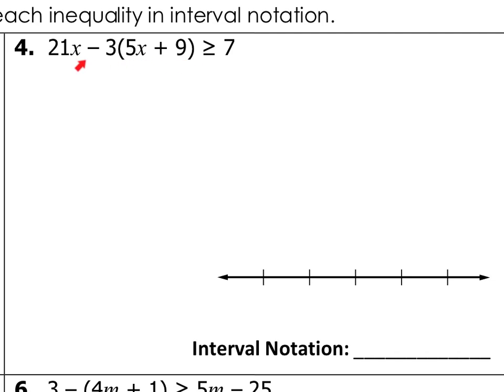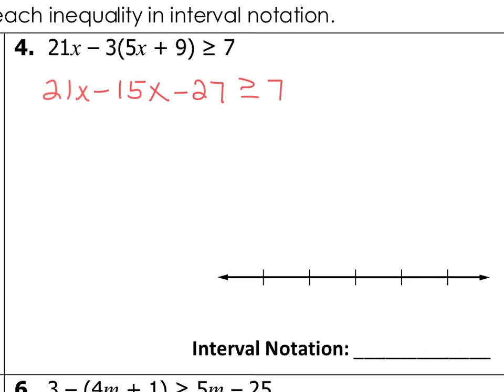We're going to first simplify this side. The first thing that we would simplify is this multiplication here. We're going to distribute that -3, but I want to remember to put the 21x, so I'm going to write that down. Then we distribute the -3 to the 5x and the -3 to the 9. So we'll have -15x minus 27 is greater than or equal to 7.